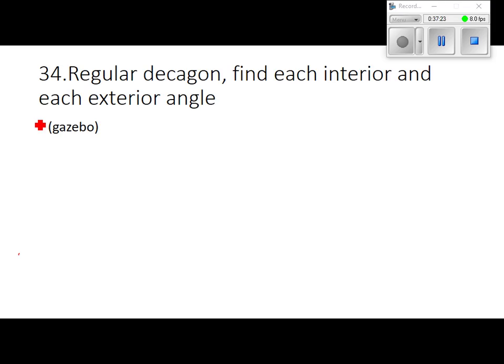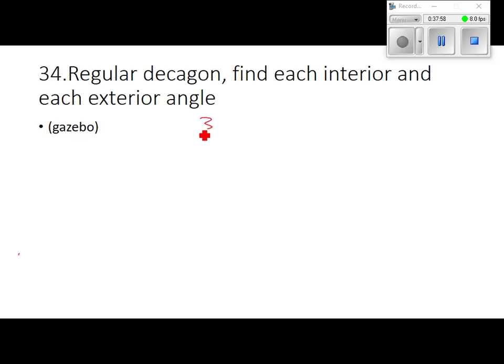Next one, 34. We ain't got much time. We got to go. 34, regular decagon. Find each interior and each exterior angle. If it's a regular decagon, how are we going to find each interior, each exterior angle? Now, listen closely, this is where you might want to change up the way you're doing it. Is it easier to find the interior angles or the exterior angles?